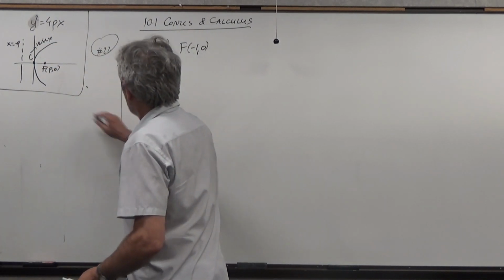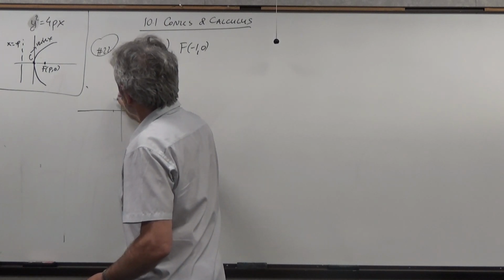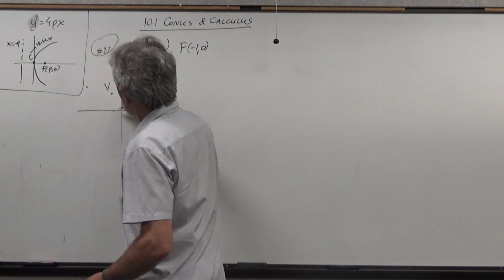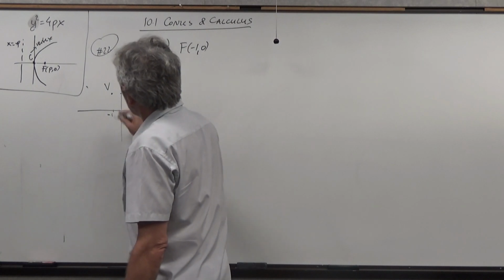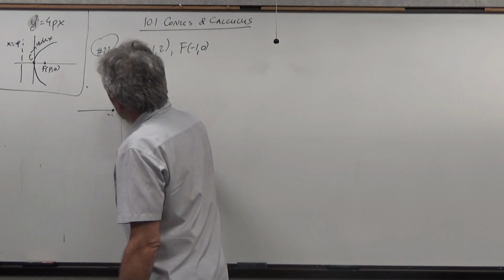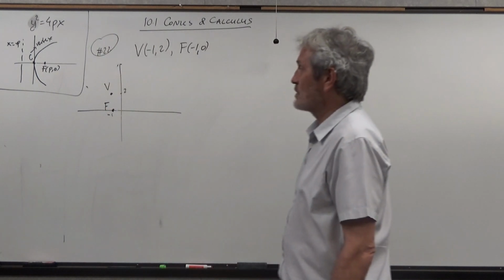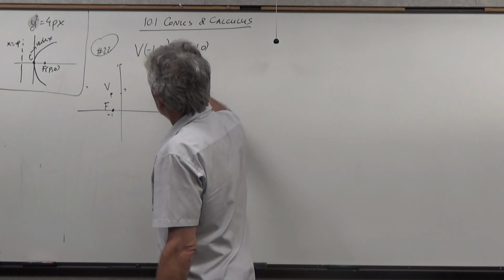So let me draw them and see immediately. The vertex is at (-1, 2). So here is the vertex, I also call it center, you notice. And then the focus is at (-1, 0). So here is the focus. So obviously the line connecting them is a vertical line. So it's vertical.